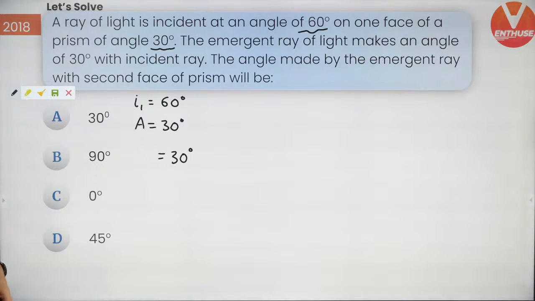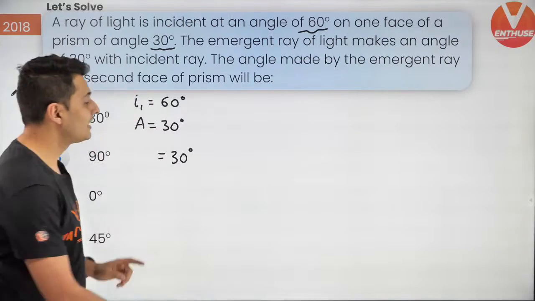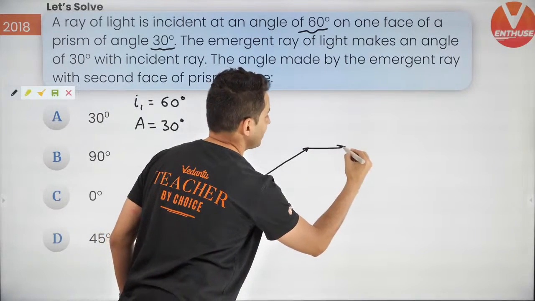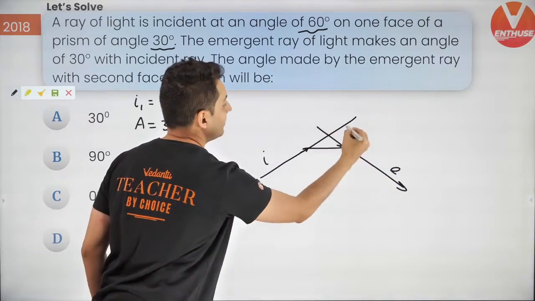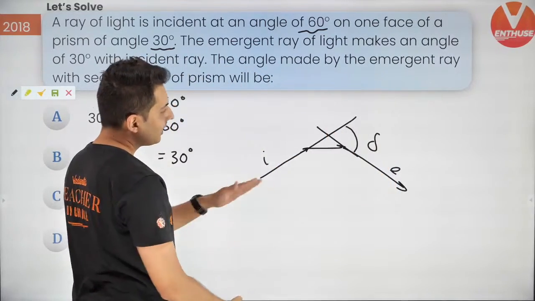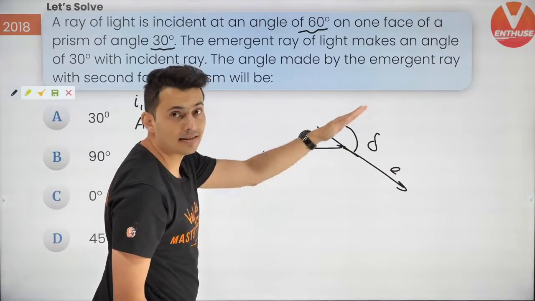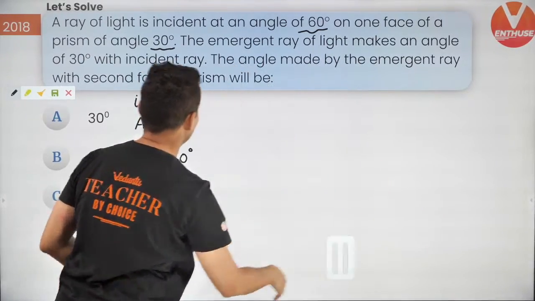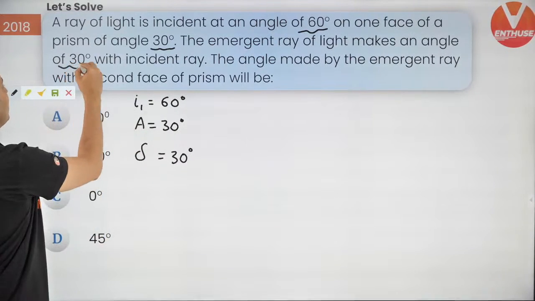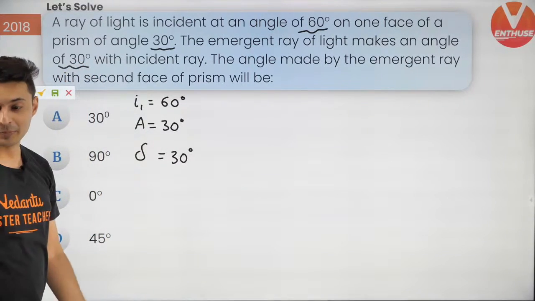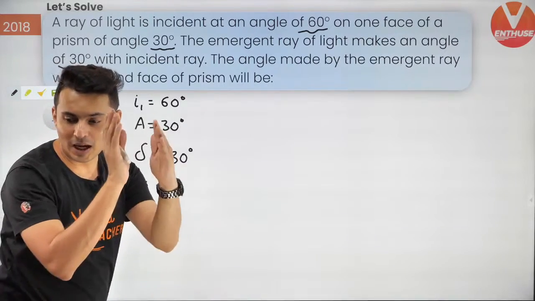Come on, think about it. This is incident, it bends and finally emerges. This is incident, this is emergent. This angle is delta, the angle which the emergent ray makes with the incident ray. So be careful. Yes, that 30 degrees is actually delta. Many people did not figure this out in the examination in 2018. I hope now it is clear.